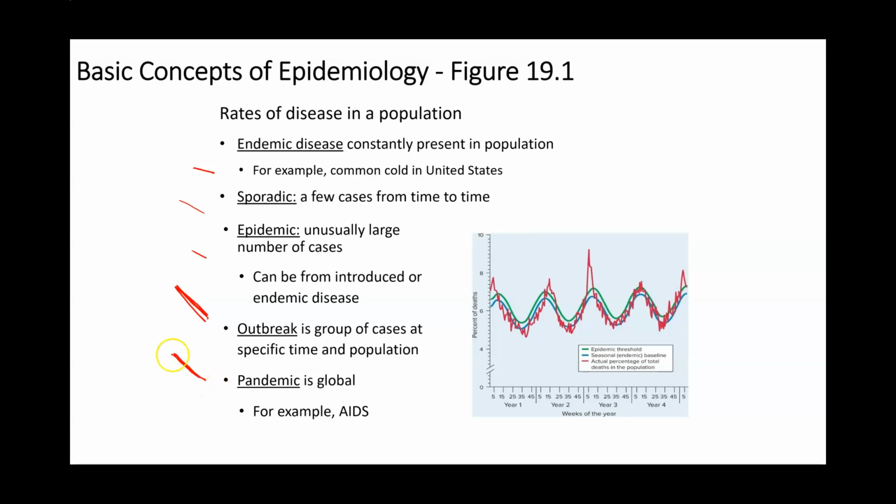And then a pandemic is a global epidemic. So it's found everywhere. So your example here is AIDS, but another example would be COVID-19 again.